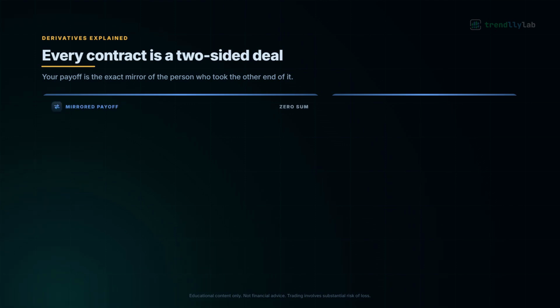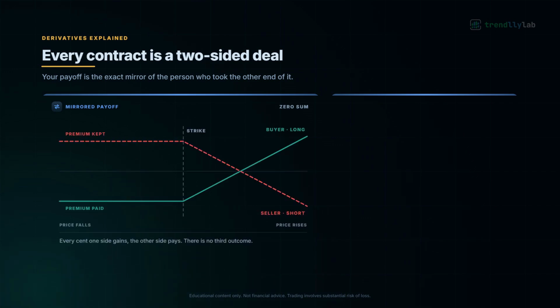The buyer is long and the seller is short, with the strike between them. The premium is paid by one and kept by the other, and as price falls or rises, the two outcomes mirror each other exactly. Every cent one side gains, the other side pays, and there is no third outcome.